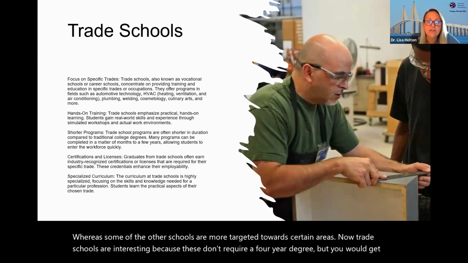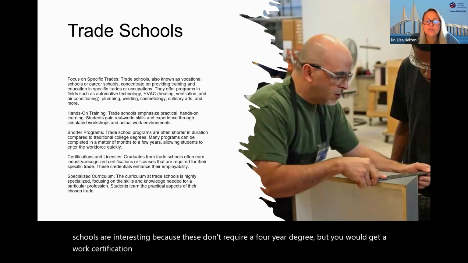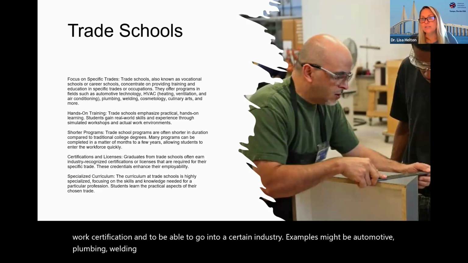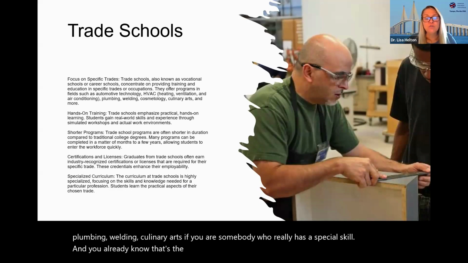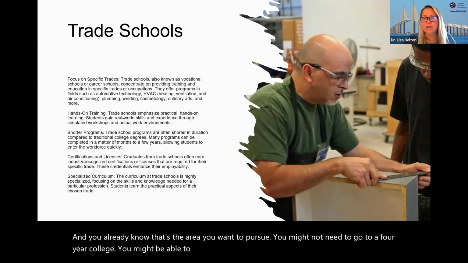Now, trade schools are interesting because these don't require a 4-year degree, but you would get a work certification and to be able to go into a certain industry. Examples might be automotive, plumbing, welding, culinary arts. If you are somebody who really has a special skill and you already know that's the area you want to pursue, you might not need to go to a 4-year college. You might be able to jump right into a trade school.